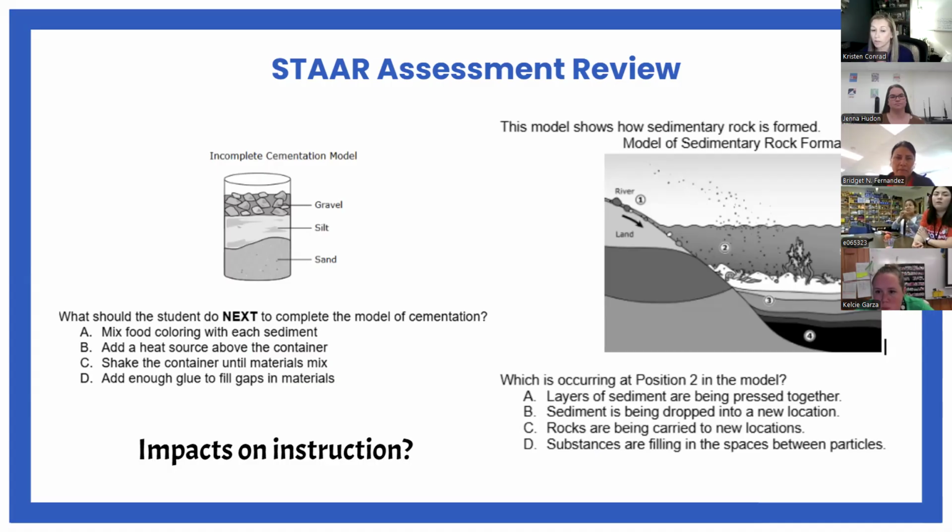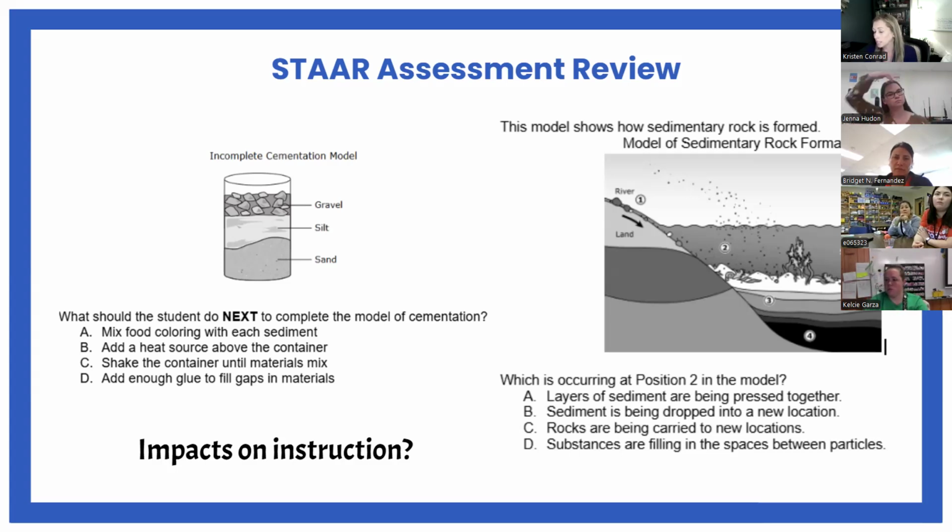Okay, so this one, the answer is going to be D. Add enough glue to fill the gaps in materials. So a couple of things to note. One is you model, right? The more examples and ways to discuss models and that students are creating models, but here they're using a model.